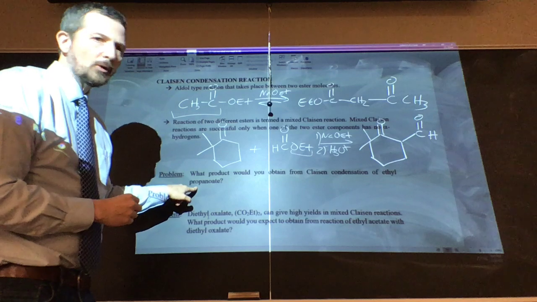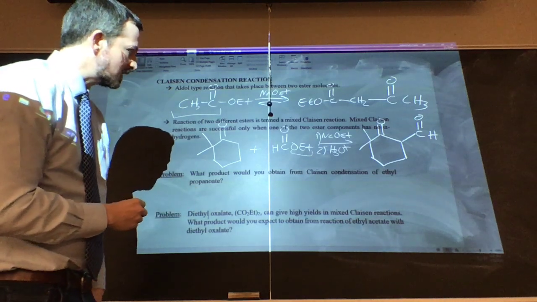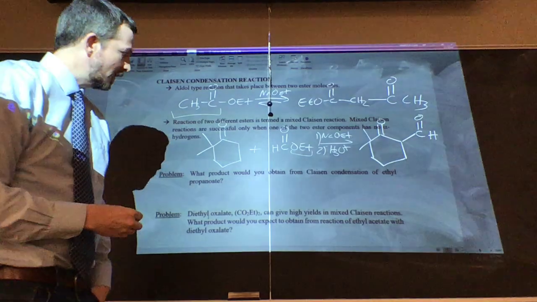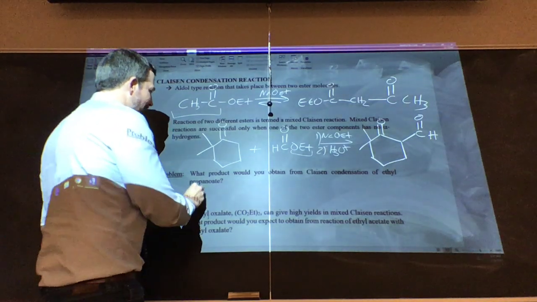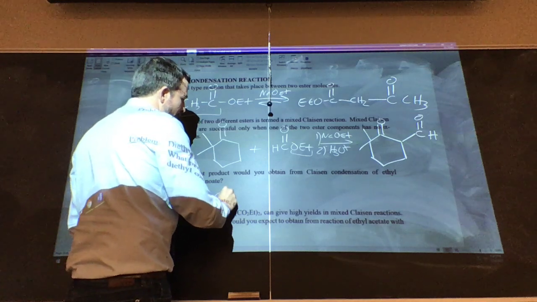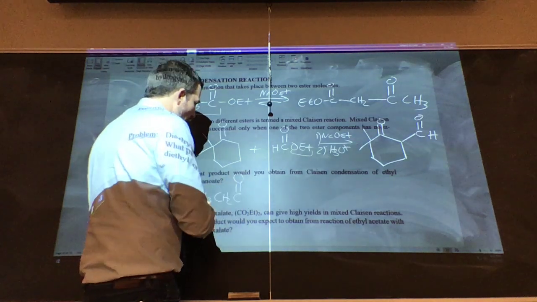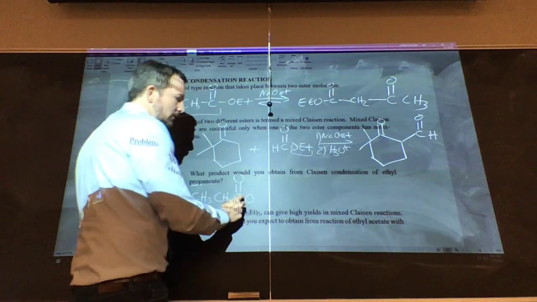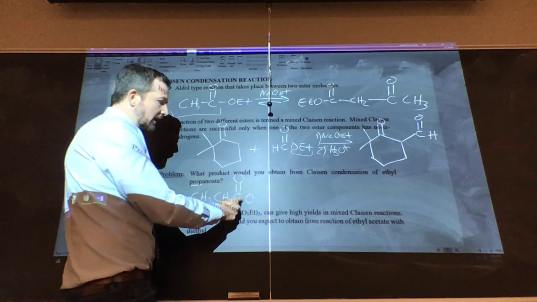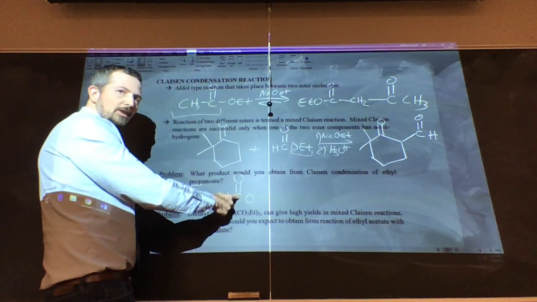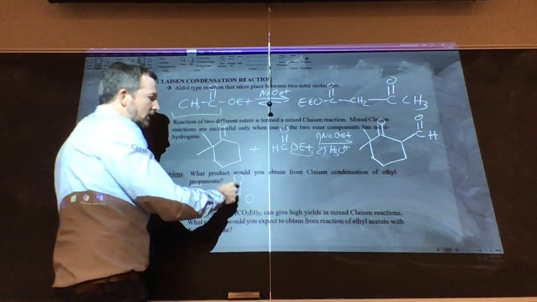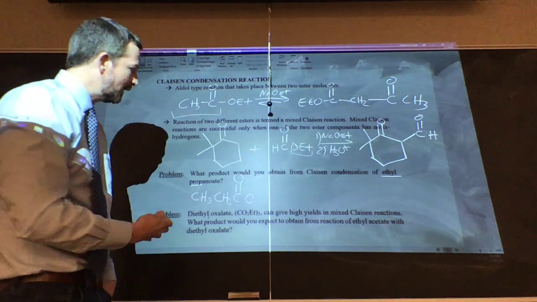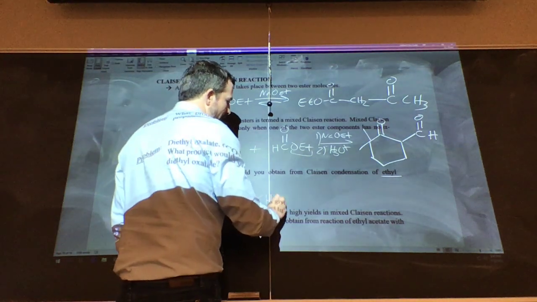If I look at this problem here, it says, what product would you obtain from Claisen condensation of ethyl propanoate? So first I have to be able to draw ethyl propanoate. Prop is 3 carbons. I know it's an ester, so I have an ester functionality. And so 3 carbons: C double bond O, CH2, CH3. Then I have ethyl in front of the entire name, which means the ethyl group is attached to the oxygen of my ester.